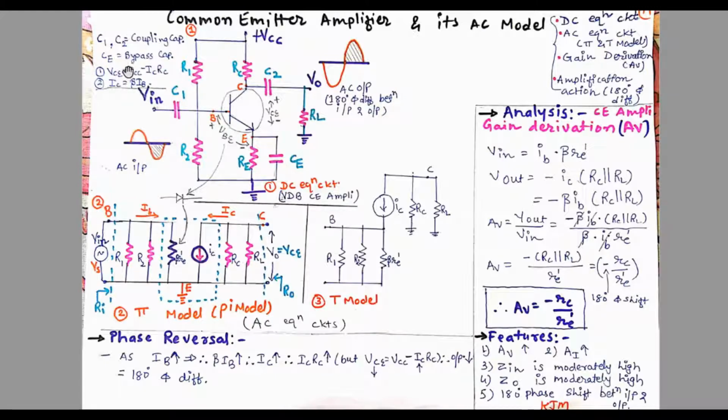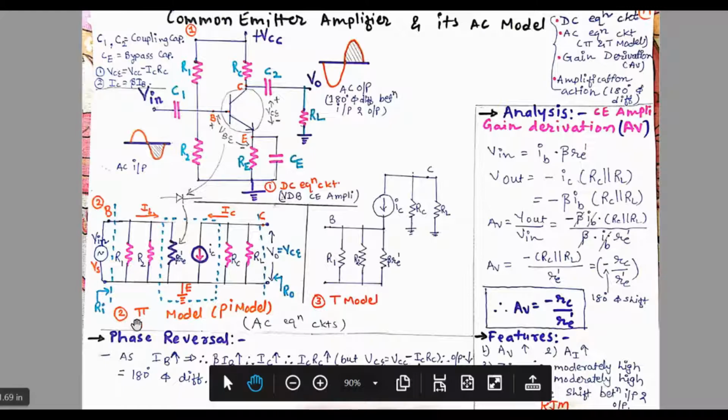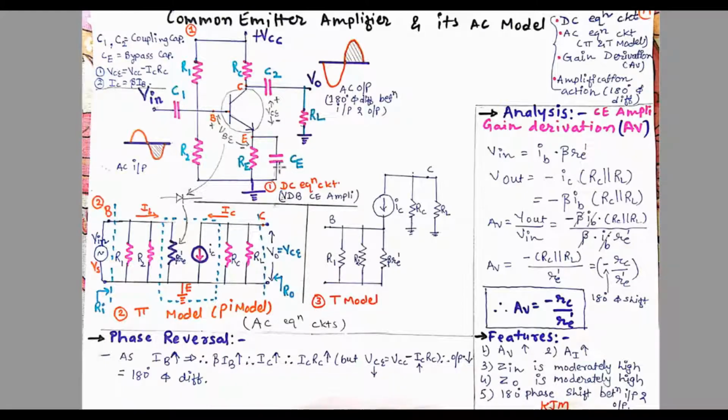Also we studied this equation in the output characteristic of the CE configuration for the DC load line. So from this equation, VCE equals VCC minus ICRC, we will understand the phase reversal. What is the amplifying action of this circuit diagram? CE is the bypass capacitor. So let's start with the drawing of the pi model and design of the T model.